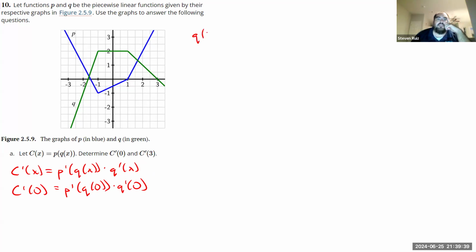Let's make some notes up here. Q of 0 is equal to what? Q is green, so q of 0 is 2. And what is q prime of 0? Q prime of 0 is equal to, we have a horizontal segment there, so that'll be 0. So I think because of that, I can simply say that this is going to be 0, because if q prime of 0 is 0, I'm multiplying by 0. That's going to have to be 0.